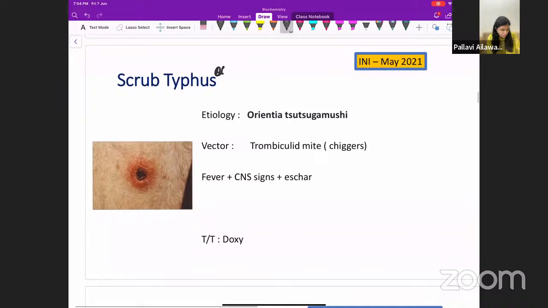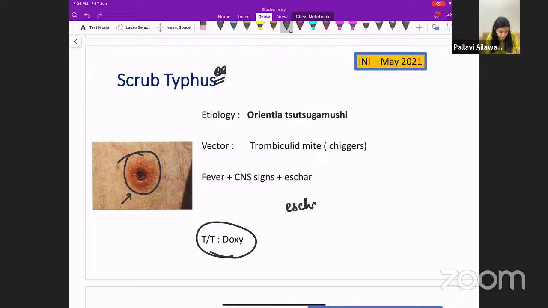Scrub typhus, very, very important for the INI exam, can be asked in the NEET PG exam also. Here, patient presents with a fever, CNS signs, and eschar. This image of eschar is very important. Treatment of choice, doxycycline. Can you tell me some other causes where a patient presents with an eschar?